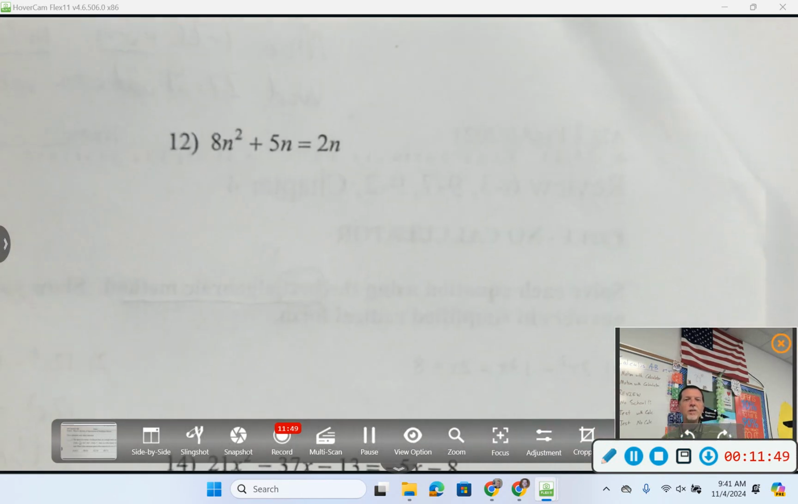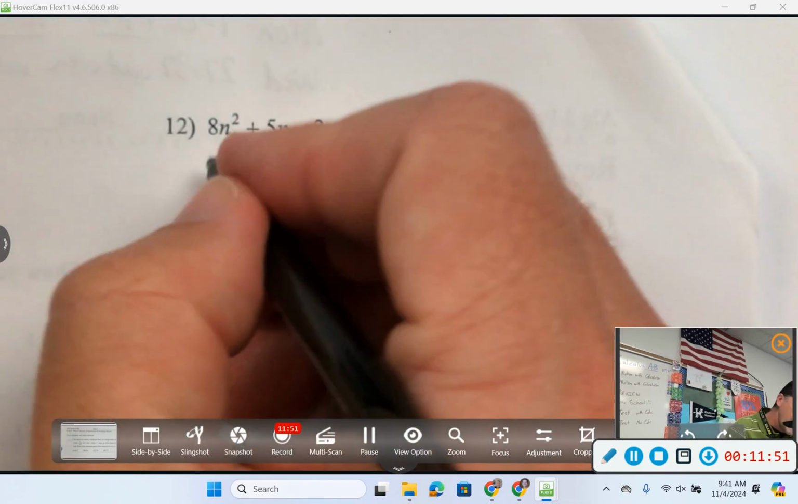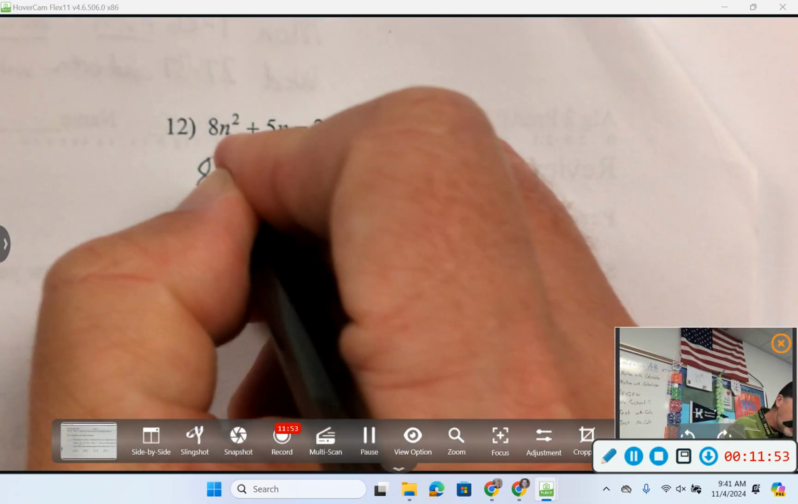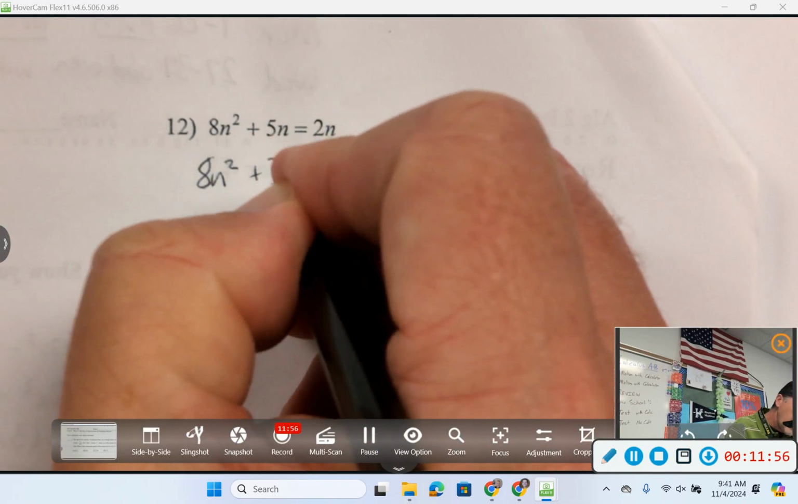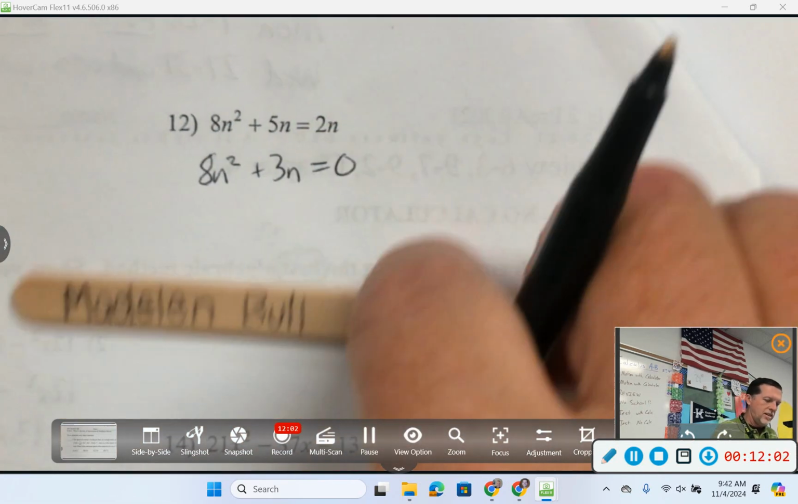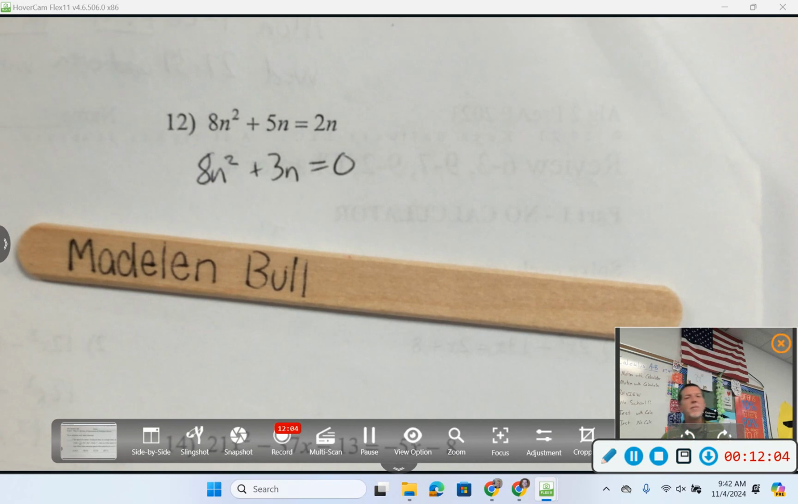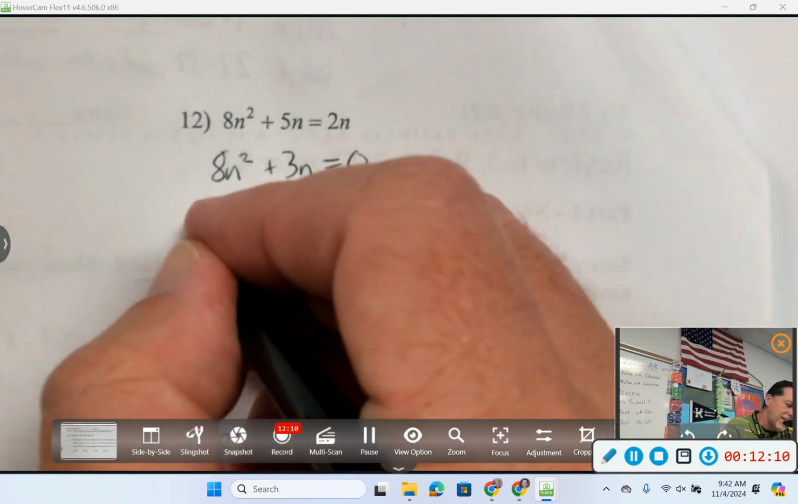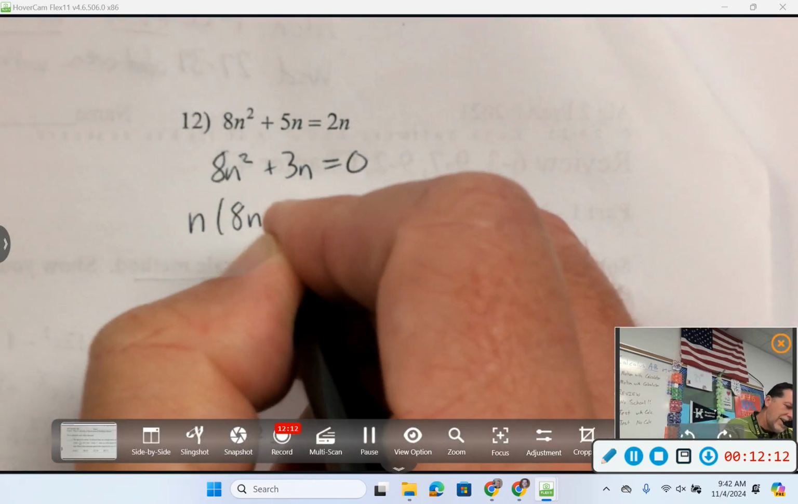Oh, look. More quadratics to solve. 8n squared plus 3n equals 0. Oh, I like that kind. Madeline, what would you do to solve that one? Factor out the n. Good. n(8n plus 3).